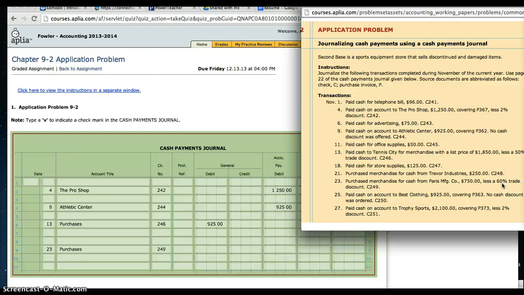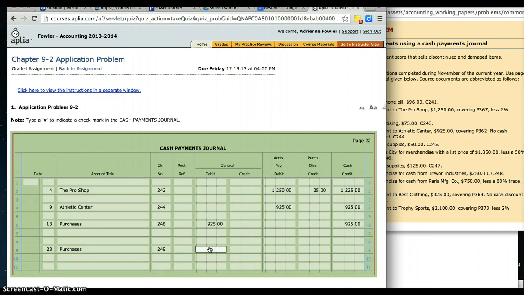and that is going to be 75 times 4 is, Max, 75 times 4. Wait, that's 300. 300? Yeah. Okay. We're going to debit 300 to purchases and credit cash by 300.